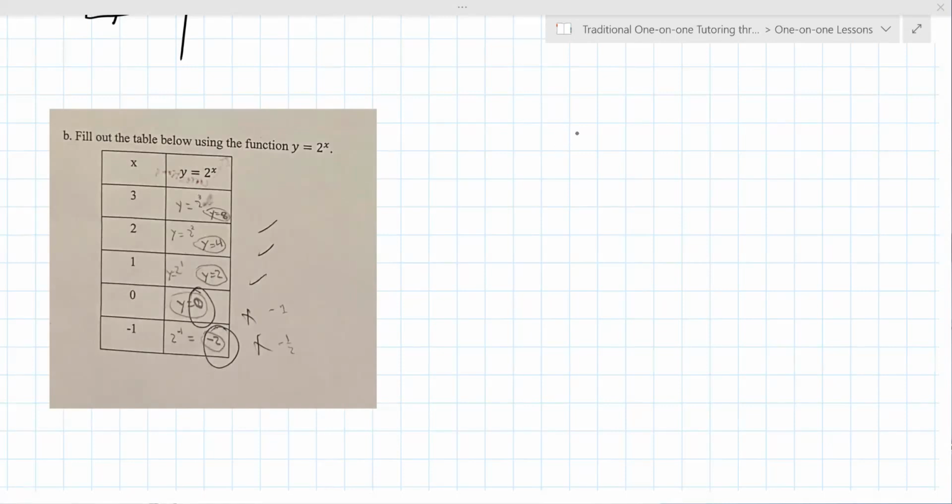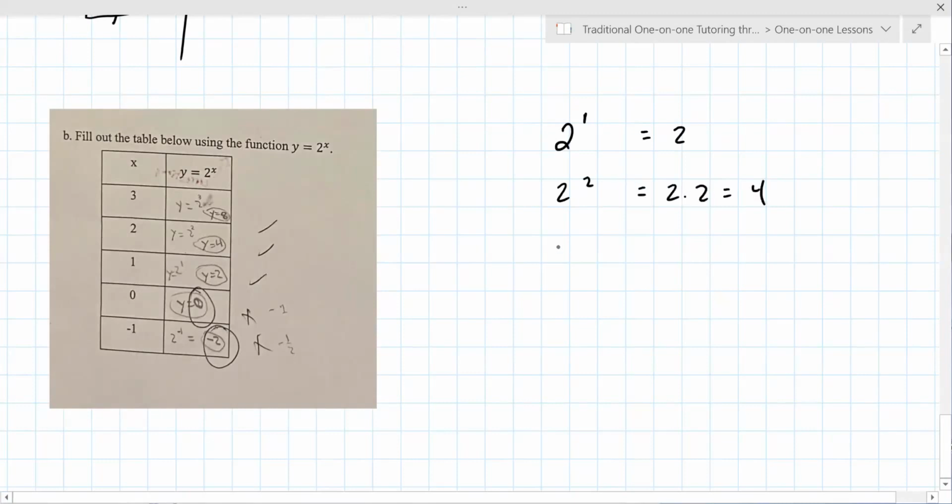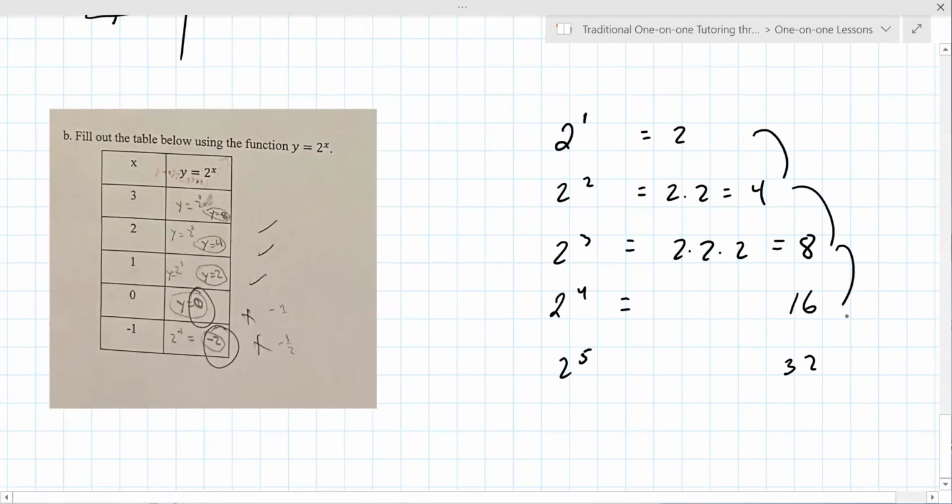So you all understand that 2 to the power of 1 is 2, and 2 to the power of 2 is 2 times 2, which is 4, and 2 to the power of 3 is 8, right? So that's fine. So what is 2 to the fourth? 2 to the fourth is 16. How about 2 to the fifth? 32. So what are you doing each time? You're just multiplying it by 2. You're doubling.